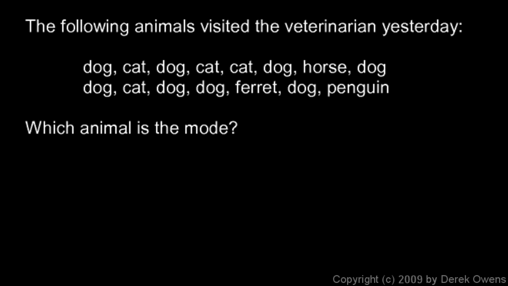Now this concept, the mode, can apply to things that aren't numbers. So in this example, we're told the following animals visited the vet yesterday: a dog, a cat, a dog, a cat, a cat, a dog, a horse, a dog, a dog, a cat, a dog, a ferret, a dog, and a penguin. So which animal is the mode? Well, the mode is the one that appears the most often. And you can probably tell just at a glance here. We have 1, 2, 3, 4, 5, 6, 7 dogs. And then for cats, let's see, we just have 1, 2, 3, 4 cats. Oh wait, there's another dog. We have 8 dogs and 4 cats and 1 horse and 1 ferret and 1 penguin. So clearly the dog was the type of animal that came to the vet most that day, so the dog is the mode.